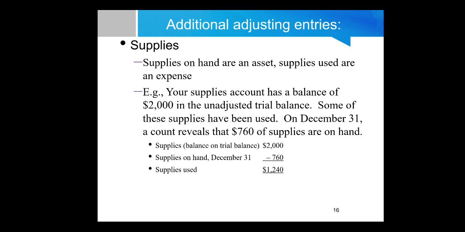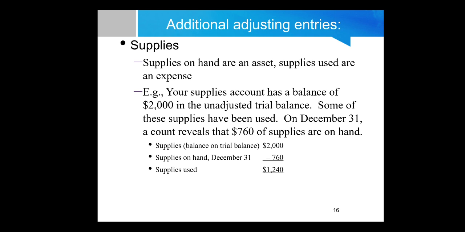So the situation is like this. You have a laundry shop. At the beginning of the year, the balance of the supplies account is $2,000. But during the year, the shop uses the supplies. At the end of the year, you close your shop and then you calculate the balance of the supplies. You found that $760 of supplies are on hand, or still unused. So how to do the recording for this?